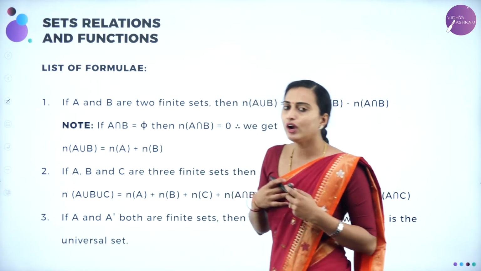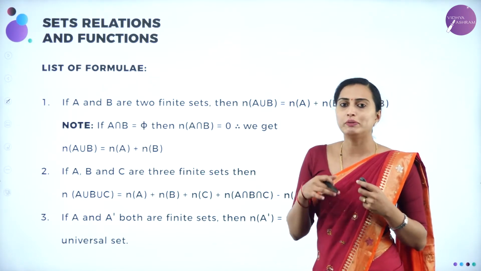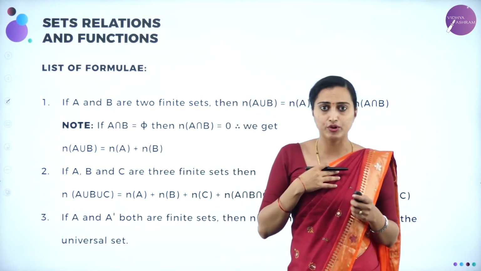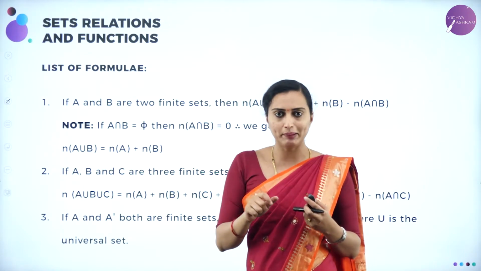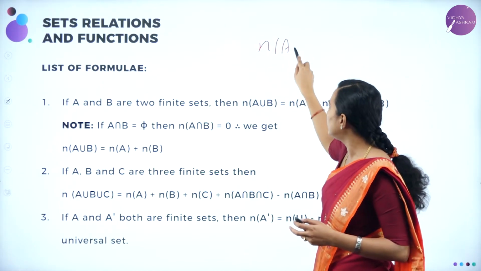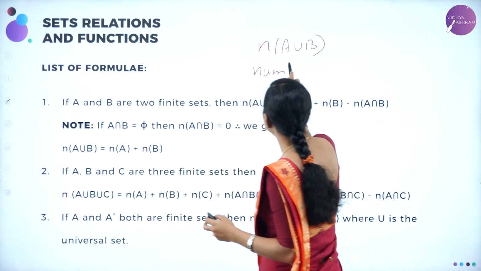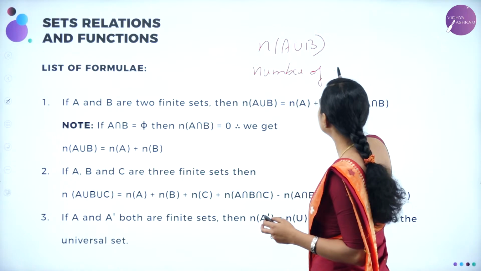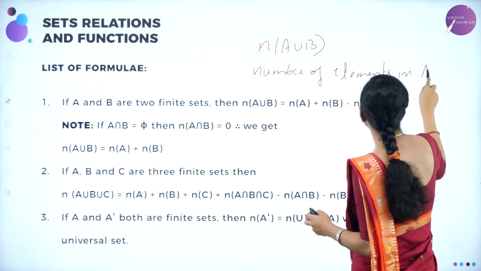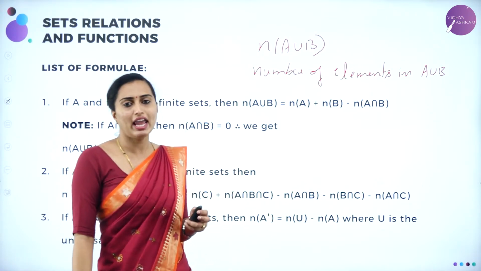Based on those, how are we going to define the union of two sets by the formula to find out what is given in the problem? So here, if A and B are two finite sets, finite means it should be countable. Then n of A union B means what? Number of elements in A union B. Understood? The number of elements in A union B is known as n of A union B.